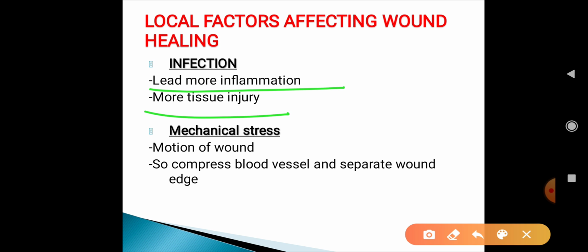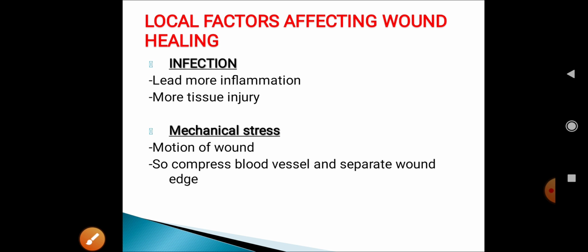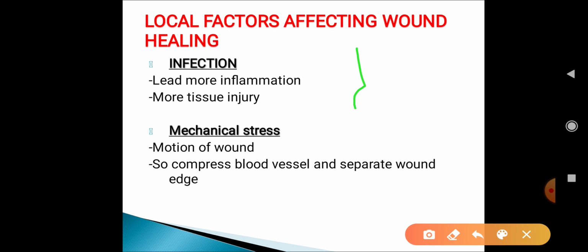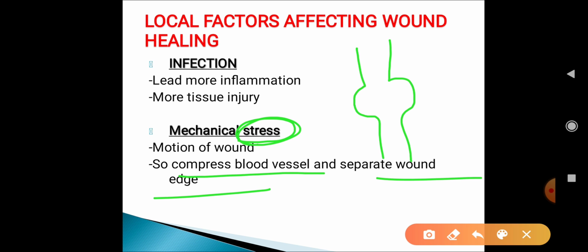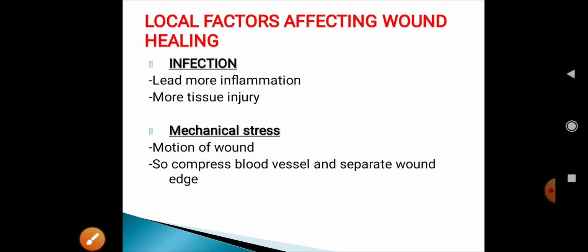Okay. Second factor is the mechanical stress. Suppose you are having the wound over the knee joint, right? And if you are doing constant movement, then it will provide mechanical stress and the wound healing will get delayed. It can compress the blood vessel and it can separate the approximated wound edge, right? The approximated edge can be opened up. That is because of stress. It can compress the blood vessel as well. So the mechanical stress, constant movement, will delay your wound healing.